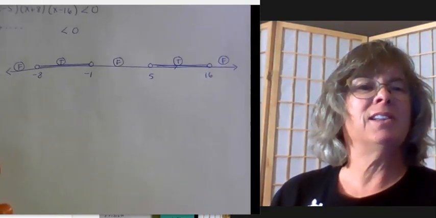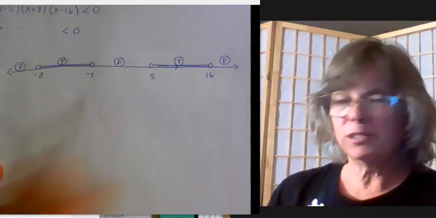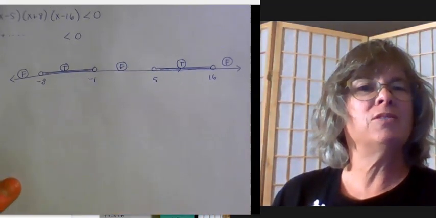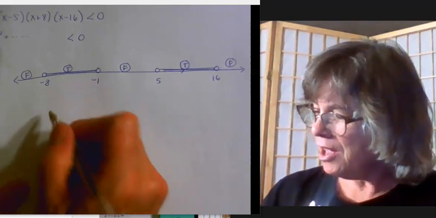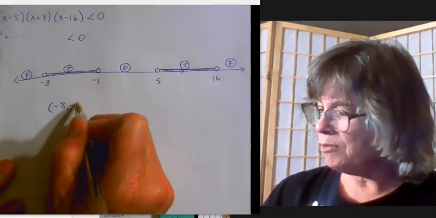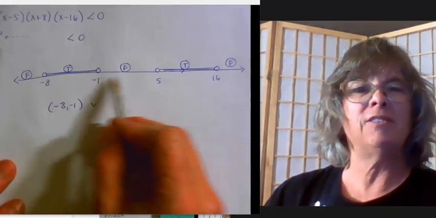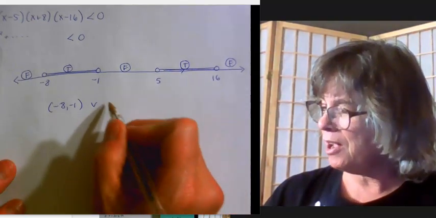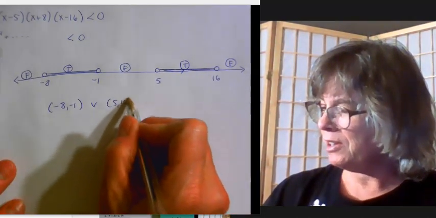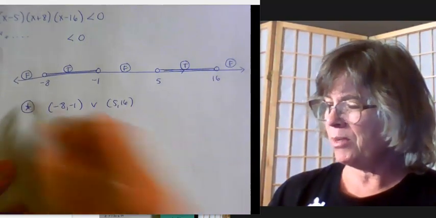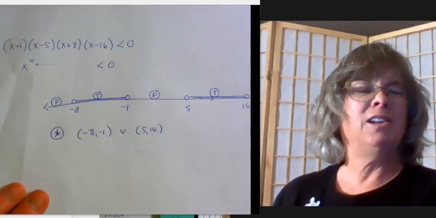And I set up this line and I can say, okay, the solution to this inequality, I'm hoping you see it up above, you can't really see it all, is negative 8 to negative 1, union, notice I'm going to read this left to right, it's really nice to be able to do that, 5 to 16. So this is the solution to that inequality.